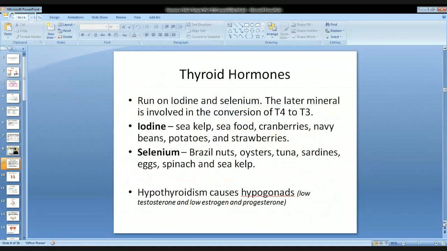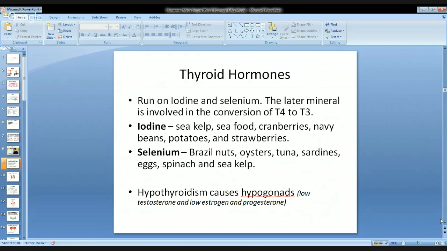Now, the thyroid hormones are made from iodine. So the T4 and the T3 represent the number of iodine atoms in that thyroid hormone. The conversion process from T4 to T3 also needs another mineral called selenium. So you need both of these minerals to have the thyroid work very, very well. Iodine you can get from sea kelp, seafood, cranberries, navy beans, potatoes, but we don't recommend that. Strawberries, we're not recommending fruit or berries right now. Selenium, Brazil nuts, you can get oysters, tuna, sardines, eggs, spinach, and sea kelp, okay?